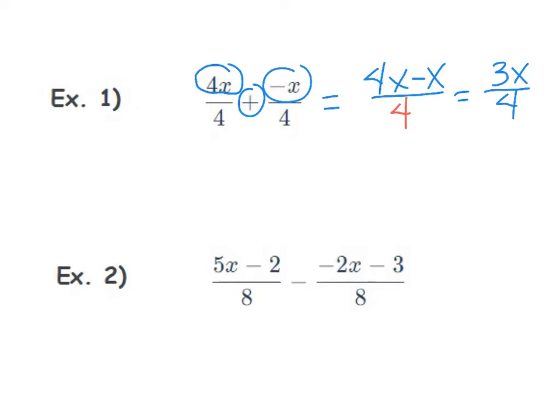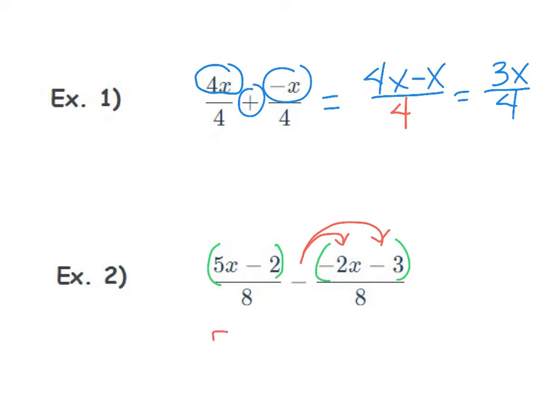In example 2, we have a quantity with a denominator of 8 minus another quantity divided by 8. So they have a common denominator, so we can simply go ahead and subtract. Now we have to be careful here. I'm going to put parentheses around these quantities of 5x minus 2 minus this quantity. So when we do our subtraction, we are going to have to distribute that negative. Think of that as a negative 1 since we're subtracting it.